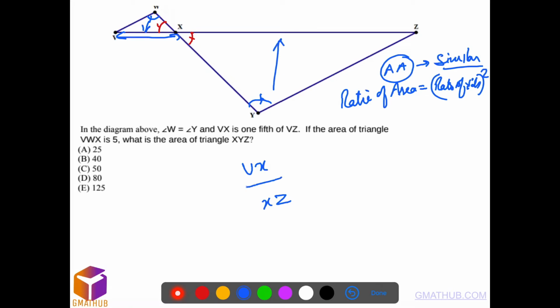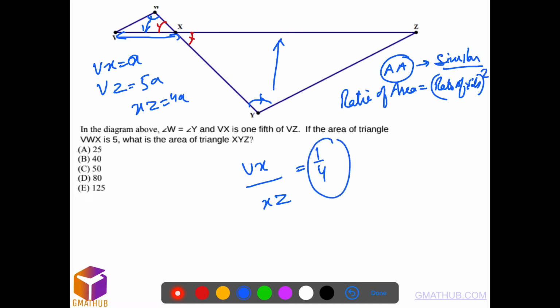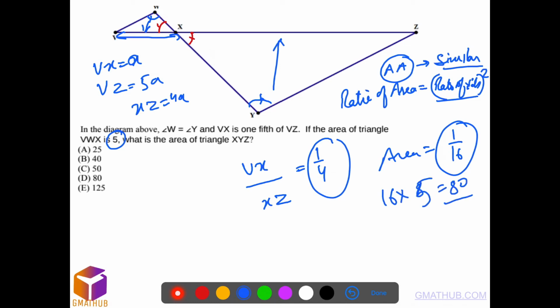Now Vx upon xz would be 1 by 4 if you see, because let's say Vx is A and Vz will be 5A, so xz would be 4A. The ratio of sides is 1 by 4. Ratio of areas would be 1 by 16. So 5 is the area of the smaller triangle, the bigger one would be 80, 16 times.